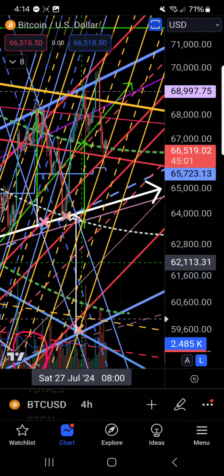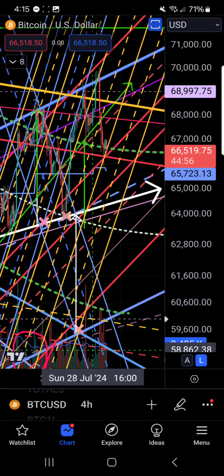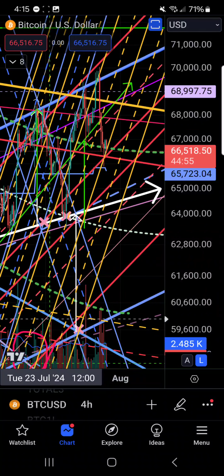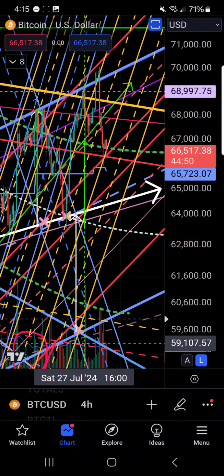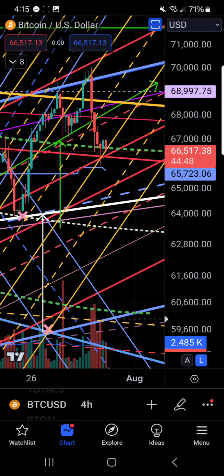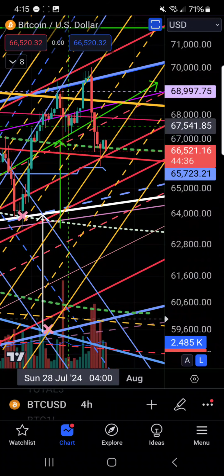so I'm still looking for a scenario where we come back down and fill this gap around here, around 58 to 60K. And I do believe that we will at least attempt to do that and get a little closer to it. Don't know if the bears are going to be strong enough to do that. Now they really were struggling here.